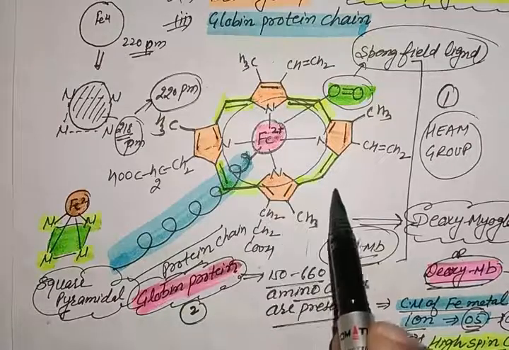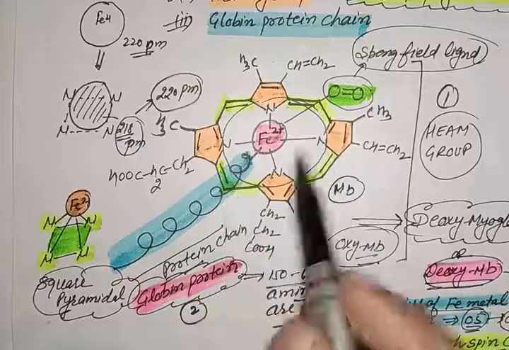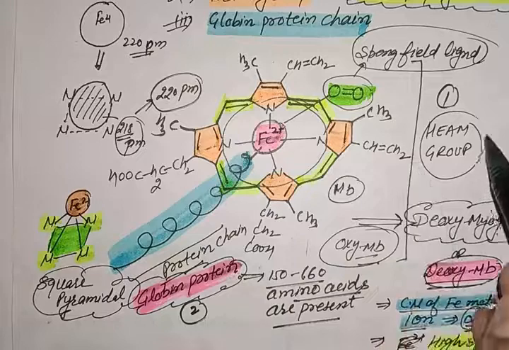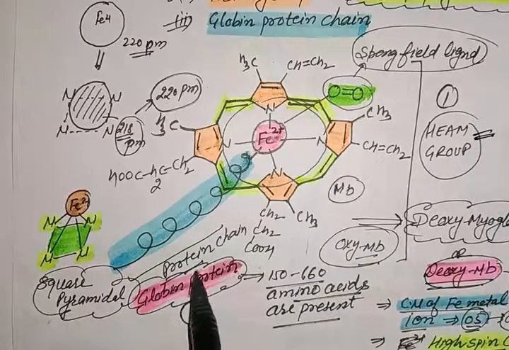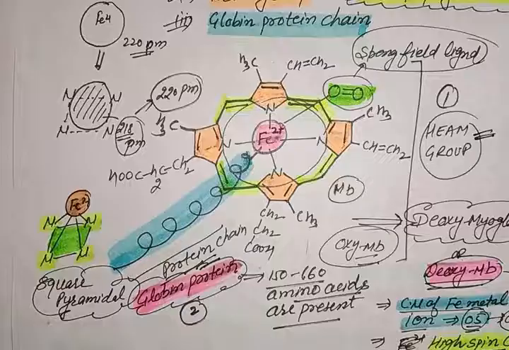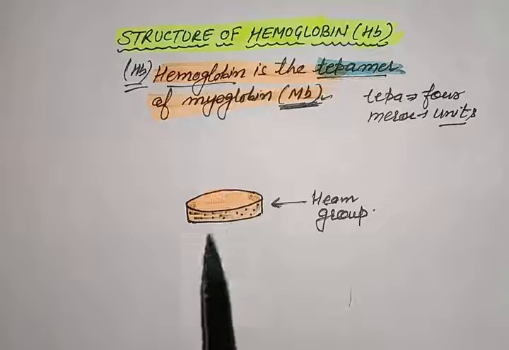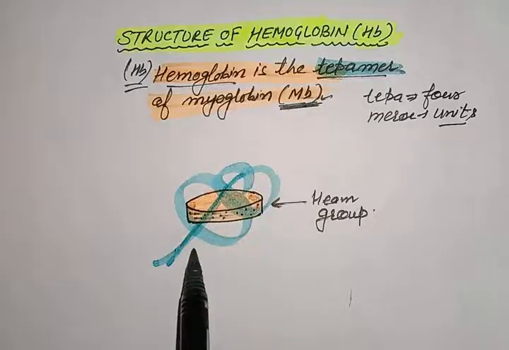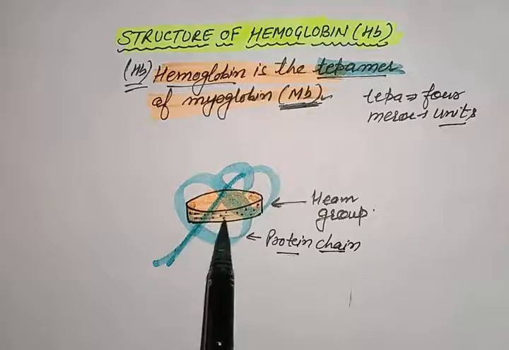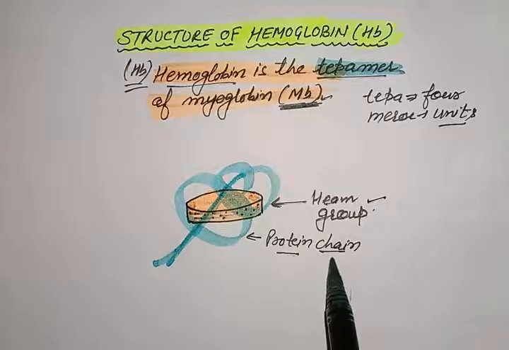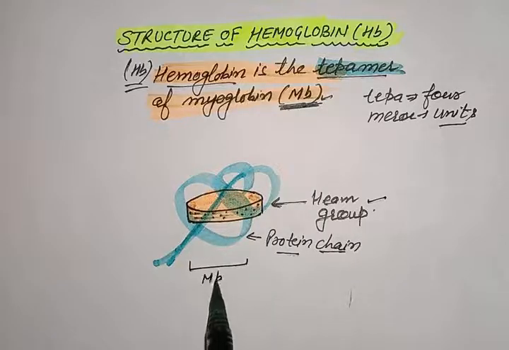As we know, in the myoglobin there is one heme group and a protein chain attached at the fifth position of this carbon. So simply we can say in a myoglobin there is one heme group and one protein chain. For simplification we can also draw the structure of myoglobin like this. This is our heme group and the protein chain is overlapped on this heme group in case of myoglobin. So here we have one heme group and one protein chain. This is the structure of the myoglobin.